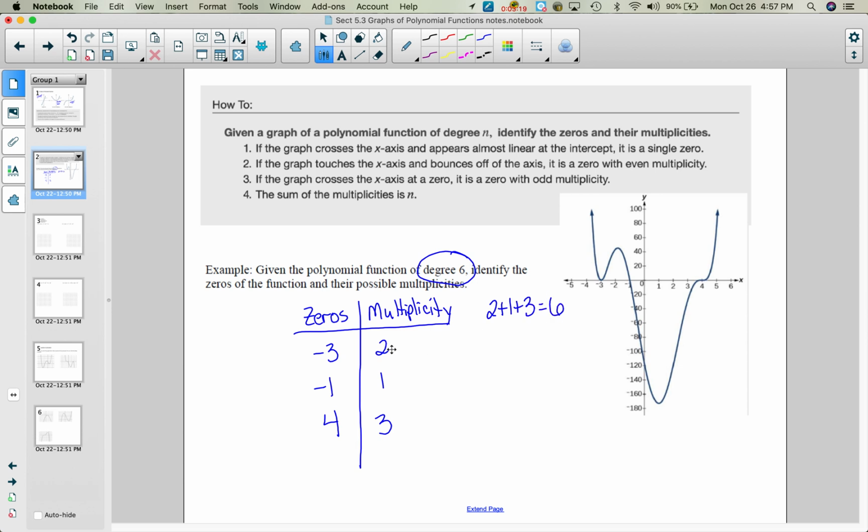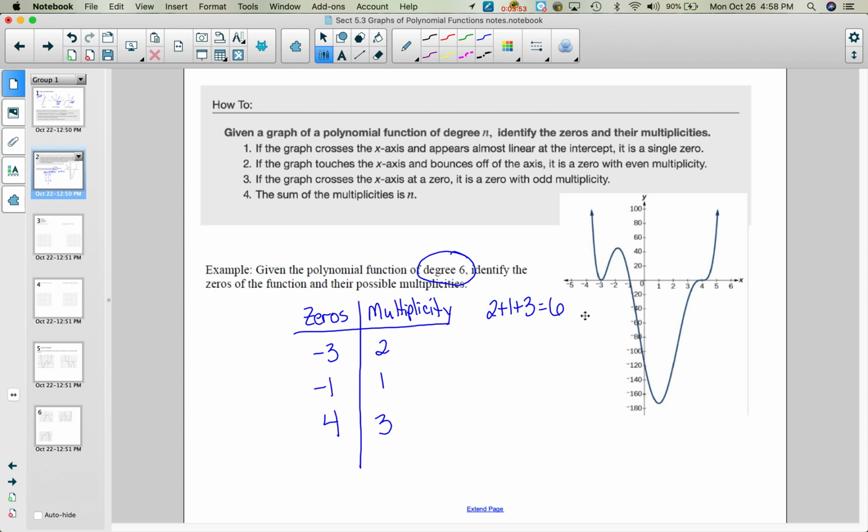That's the reason why I know that even though this bounce back has to be an even multiplicity, it has to be 2, because if it were a 4, 4 plus 1 plus 3 is too big, because we were told that this had a degree of 6. So I know that these have to be the multiplicities. Actually, it's the same thing with the wiggle, the one here. It has to be odd. It doesn't have to be a 3, but in this case it is, because otherwise it would be too big.